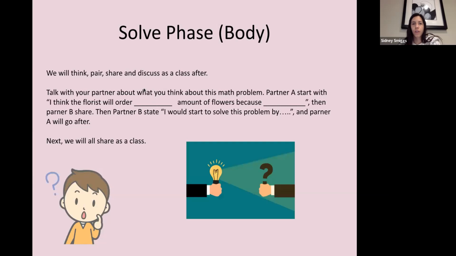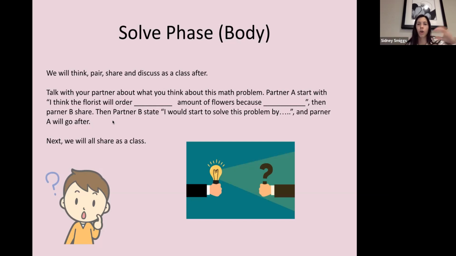And then during our solve phase, we're going to have them think, pair, share, and discuss as a class after. So we would say something like, talk with your partner about what you think about this math problem. Partner A, start with, I think the florist will order blank amount of flowers because blank. Then partner B will state, I would start to solve this problem by, and partner A will go after. So now we're setting them up for direct talk moves on how to start going about this problem.